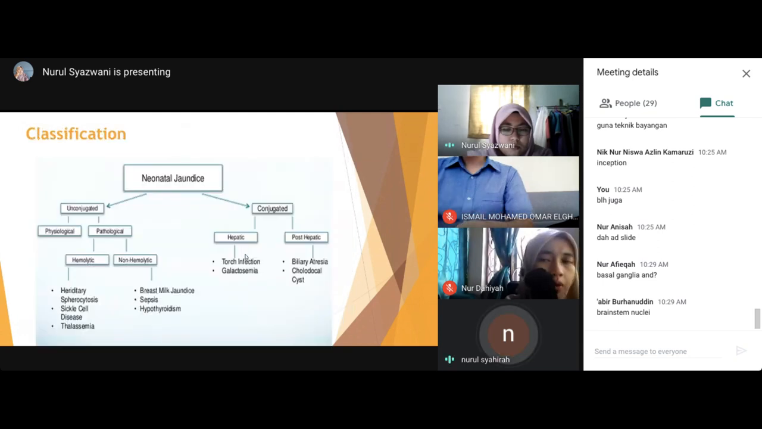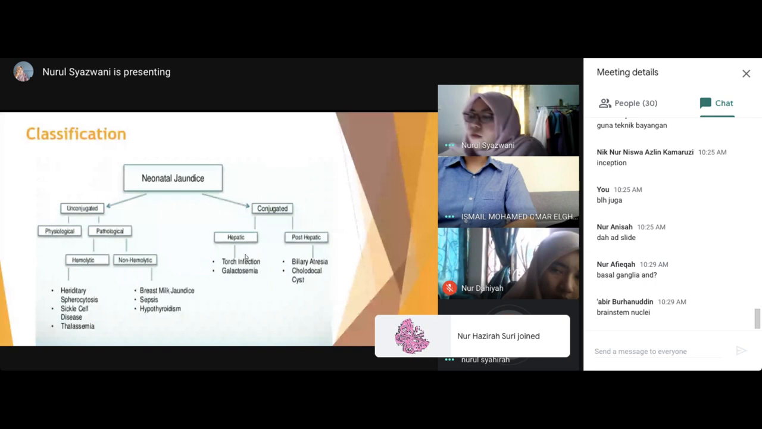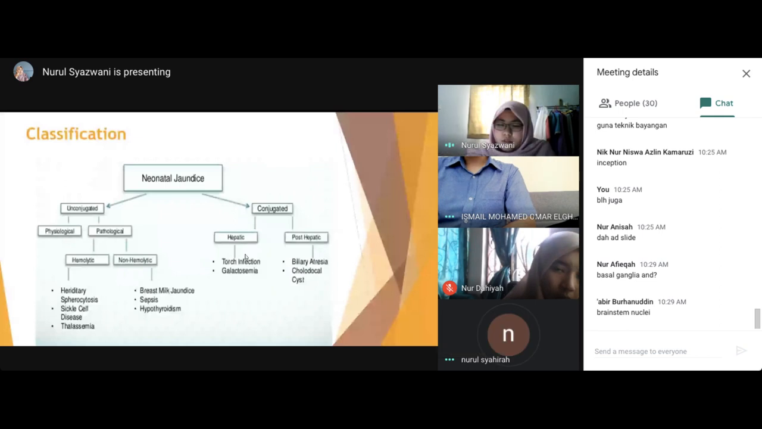Okay, so neonatal jaundice can be classified into unconjugated and conjugated. For the unconjugated, we have physiological and pathological. Under pathological, we have hemolytic and non-hemolytic. Hemolytic can be caused by hereditary spherocytosis, sickle cell disease, as well as thalassemia. The non-hemolytic causes are breast milk jaundice, sepsis, and hypothyroidism. The conjugated can be divided into hepatic and post-hepatic causes. Hepatic causes include TORCH infection as well as galactosemia. For the post-hepatic cause, biliary atresia and polydactylosis.